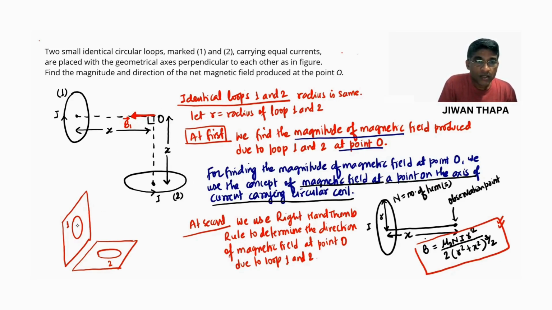Now, let's come to this figure. We can see the coils are placed in such a way that the geometrical axis are perpendicular to each other. So this is the geometrical axis.